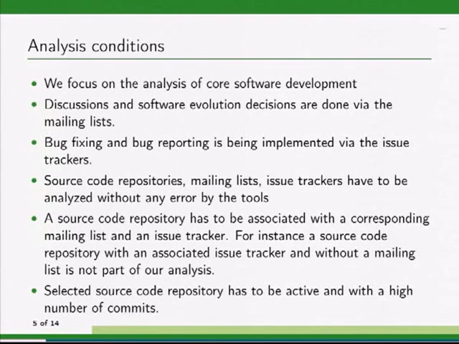So, the main condition is that the repository, the issue tracker, and the mailing list have to be associated. So, you cannot analyze the factory repository and analyze the open build service mailing list and analyze the issue tracker from another project, for example. We need all the data to be related to the same project. It would be the Open Build Service repository, the Open Build Service mailing list, and the Open Build Service issue tracker.